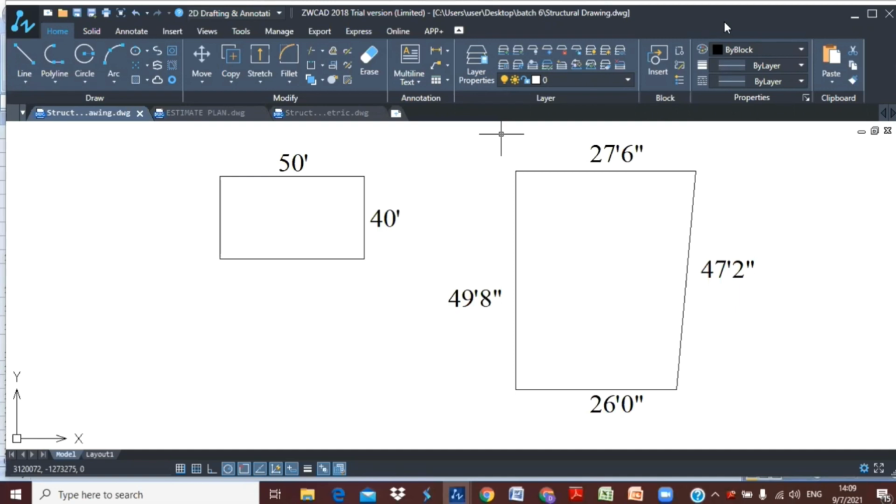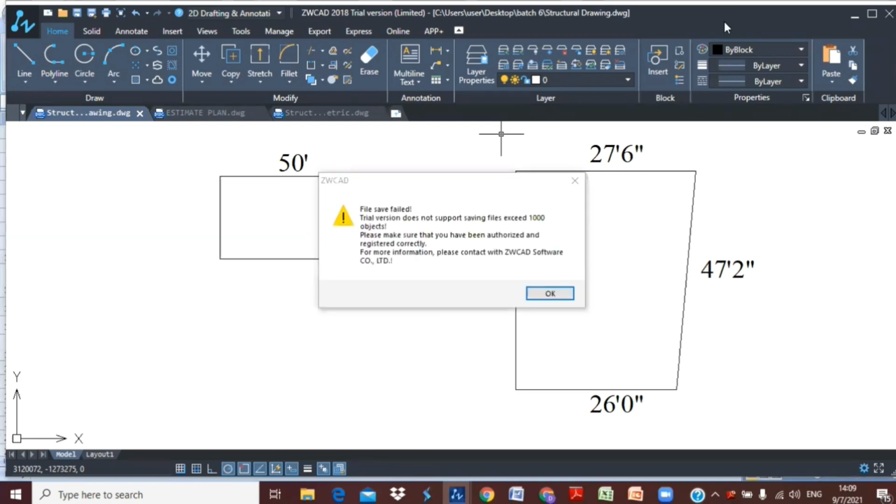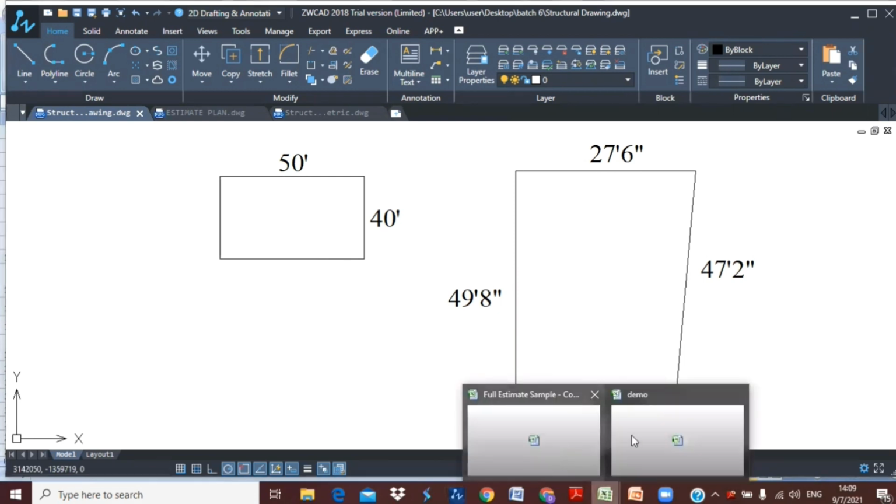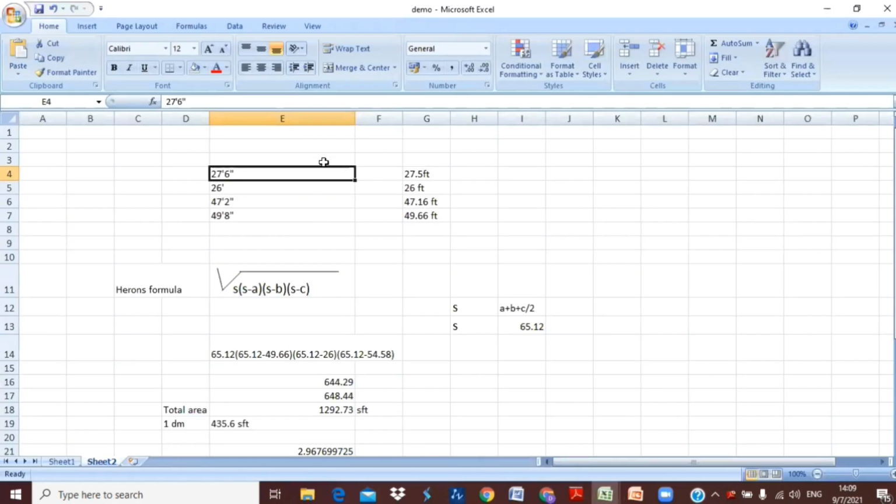So guys, in today's video, we are going to discuss how to calculate irregular land area or plot area from square feet to decimal. As you can see, I have already drawn this one as our regular area and this one as our irregular area. At first, I will take you to the Excel sheet.